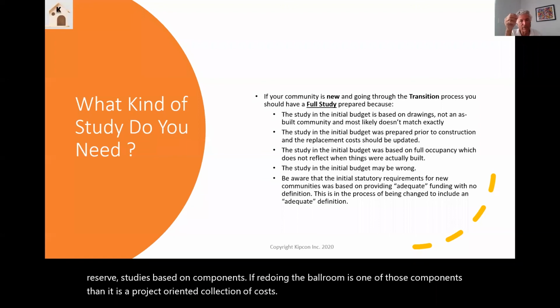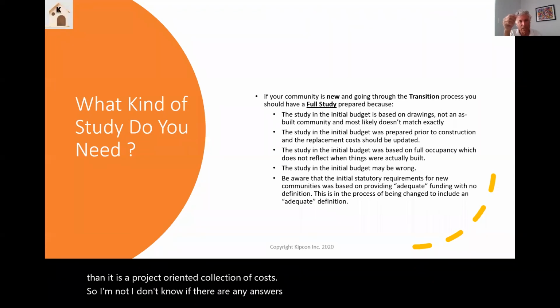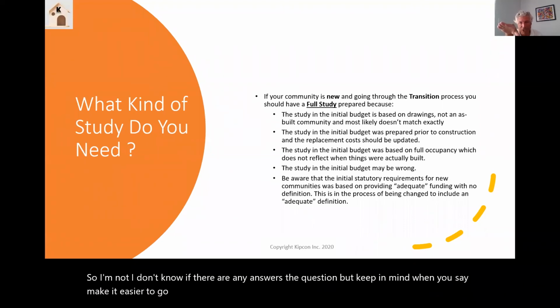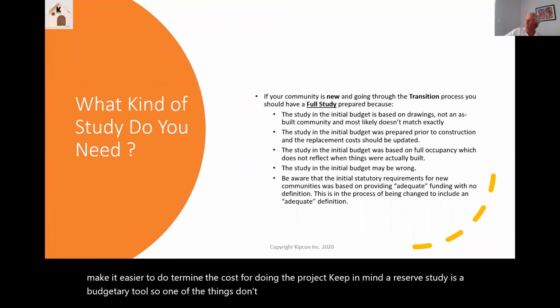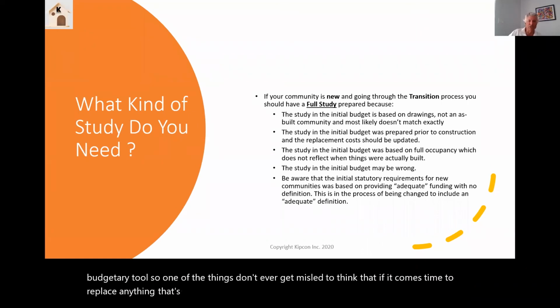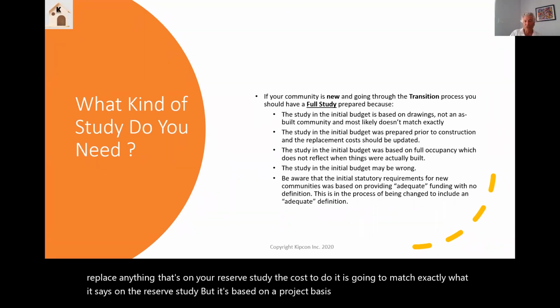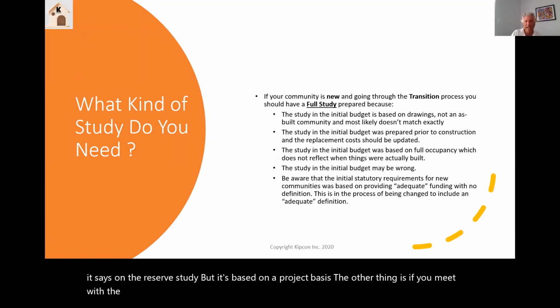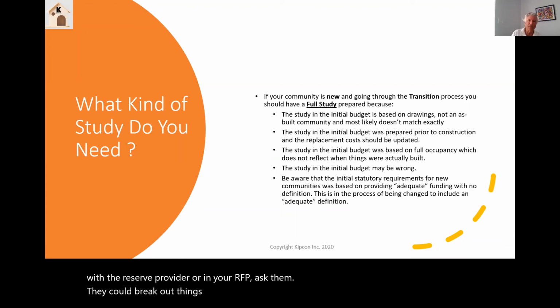So I don't know if that really answers the question, but keep in mind when you say, make it easier to determine the cost for doing the project, that a reserve study is a budgetary tool. So don't ever get misled to think that if it comes time to replace anything on your reserve study, the cost to do it is going to match exactly what it says on the reserve study. But it's based on a project basis. The other thing is if you meet with the reserve provider or in your RFP, ask them, they could break out things certain specific ways for your components if you want it done that way.